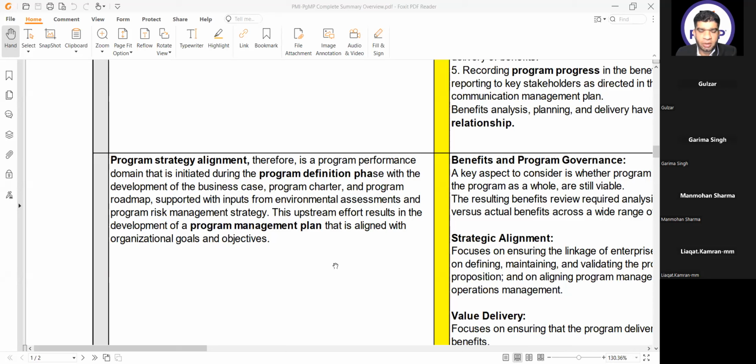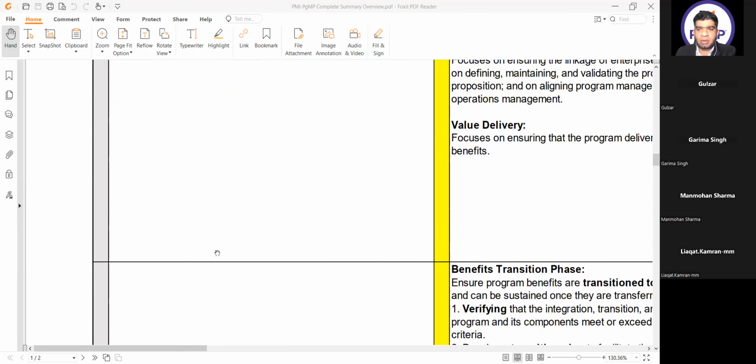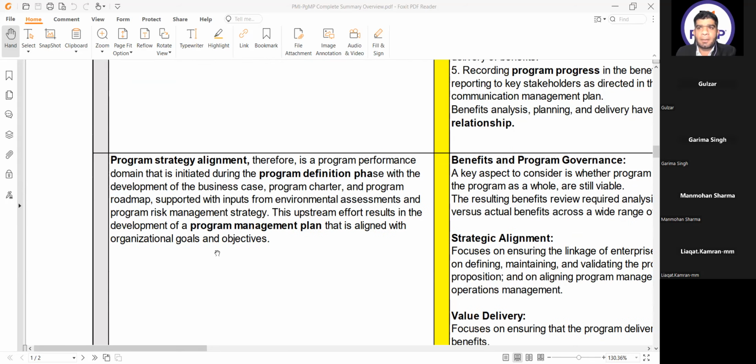Yes, sir. Okay. Yes. So program strategy alignment is a program performance domain that is initiated during the program definition phase with the development of business case, program charter, and program roadmap, supported with inputs from environmental assessments and program risk management strategy. This upstream effort results in the development of program management plan that is aligned with the organizational goals and objectives. Is this domain clear with the keywords?